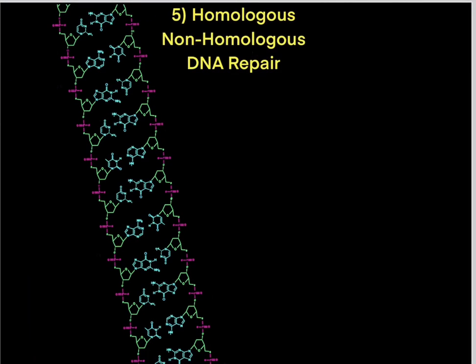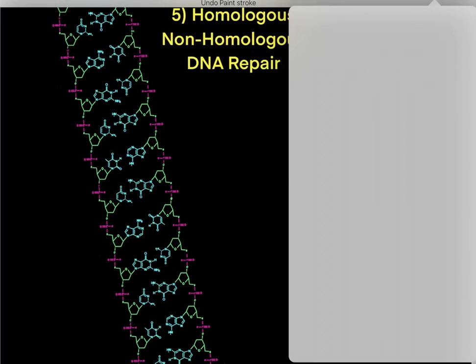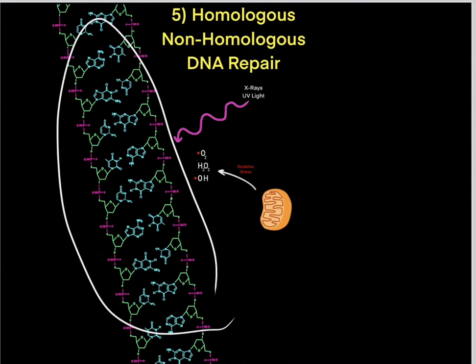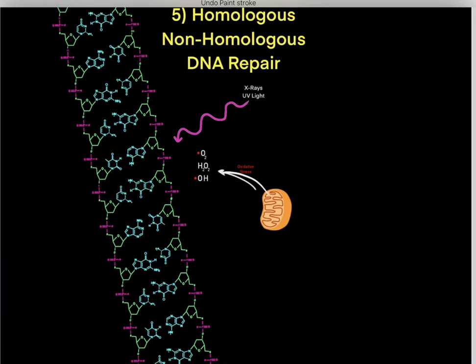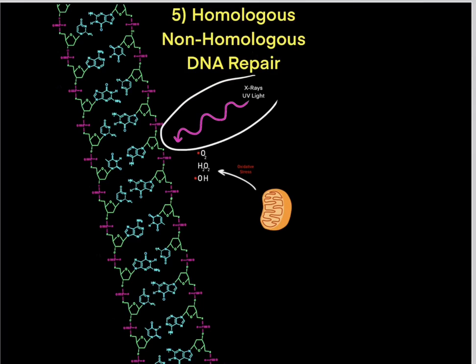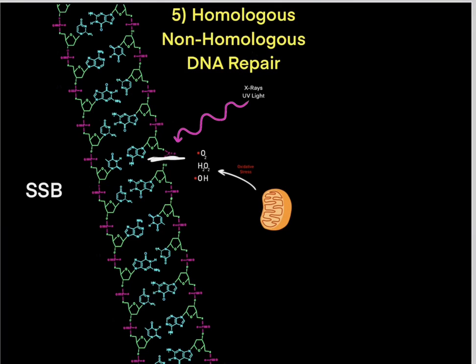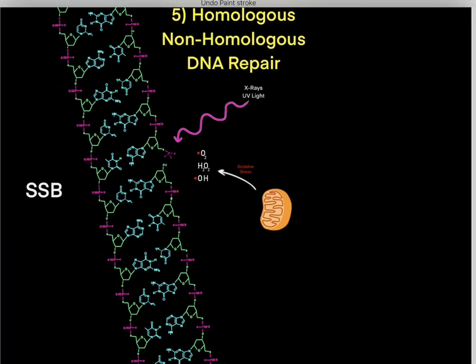So the last type of DNA repair I want to talk about is homologous and non-homologous DNA repair. Our DNA faces lots of different types of environmental insults. For example, we know our mitochondria is constantly producing these reactive oxygen species, and also we know the cell can be exposed to high energy radiation, for example, high energy photons from X-rays and UV light. So these environmental insults can damage DNA. And in fact, they can break these covalent bonds in this phosphodiester backbone, leading to a single strand break.